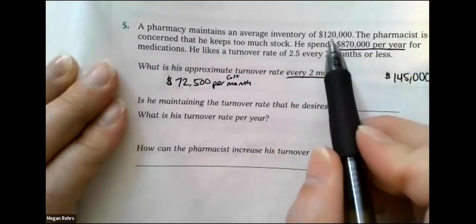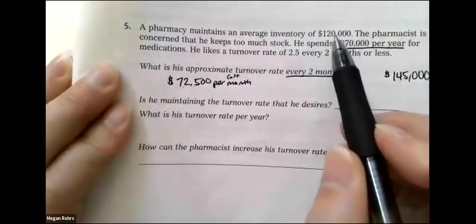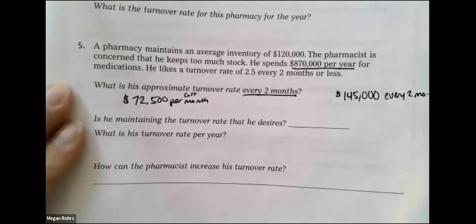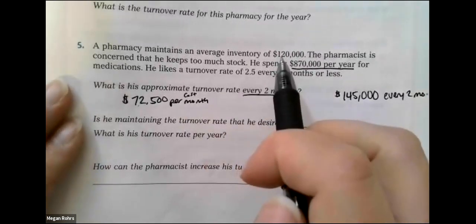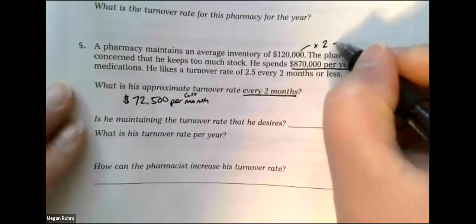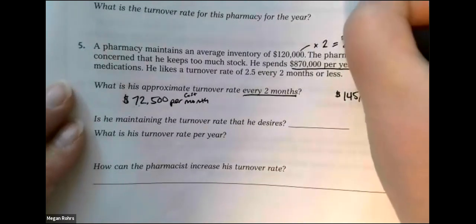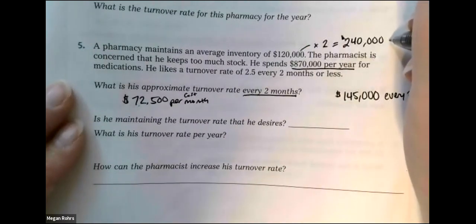Now in stock, we have $120,000 per month. So if I took that times 2, that would give me my average inventory for 2 months. So this times 2 would give me $240,000 per 2 months.